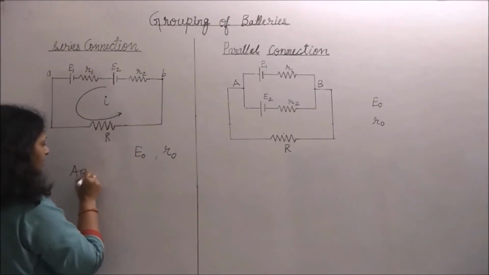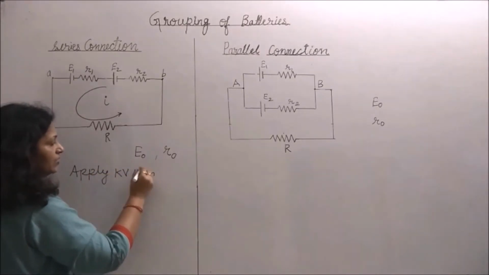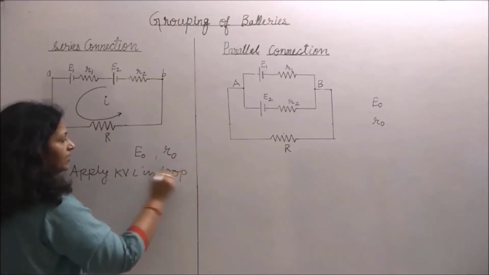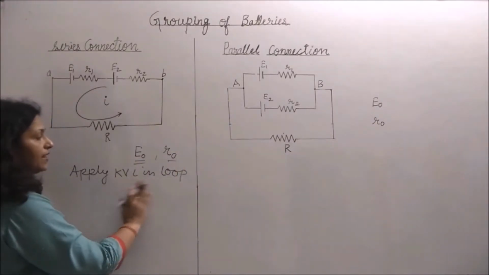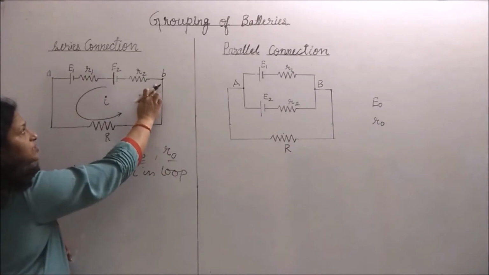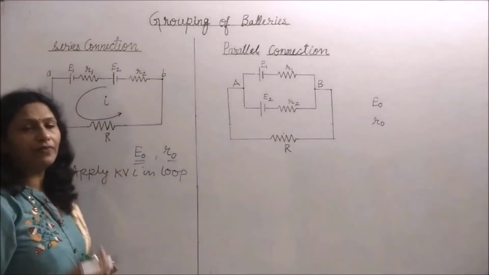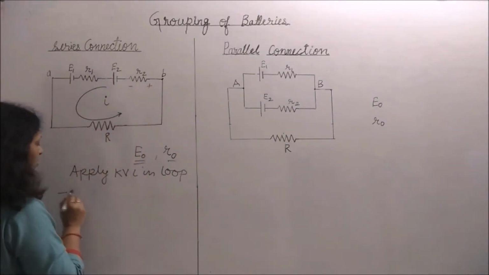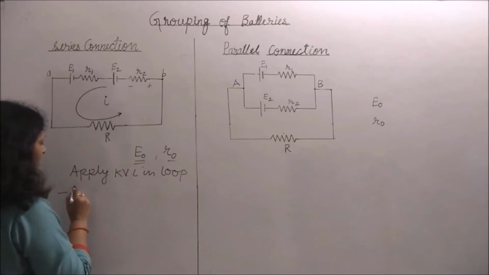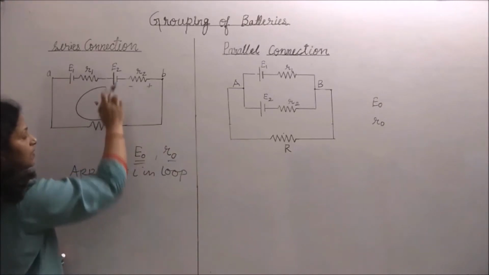While applying KVL, we will start from any of the points. So apply KVL in the loop to find the value of these. We will just apply KVL in the loop. Start from this point. This current I is moving in this direction. If we are moving in the direction of current, that means there is a drop.